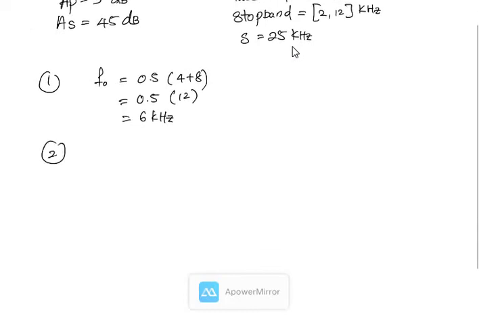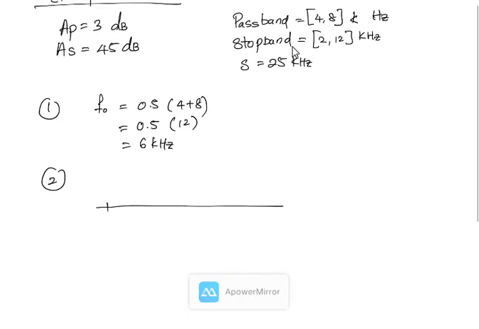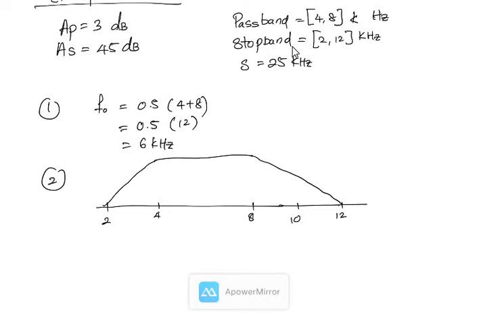And then the next step, we draw the pass band and the stop band. The pass band is 4 and 8, the stop band is 2 and 12. So you have 2, 4, 8, 10, 12. Stop band at 2, pass band at 4, so we have it like this. And then the stop band at 12. This is the pass band. So this is a band pass filter.